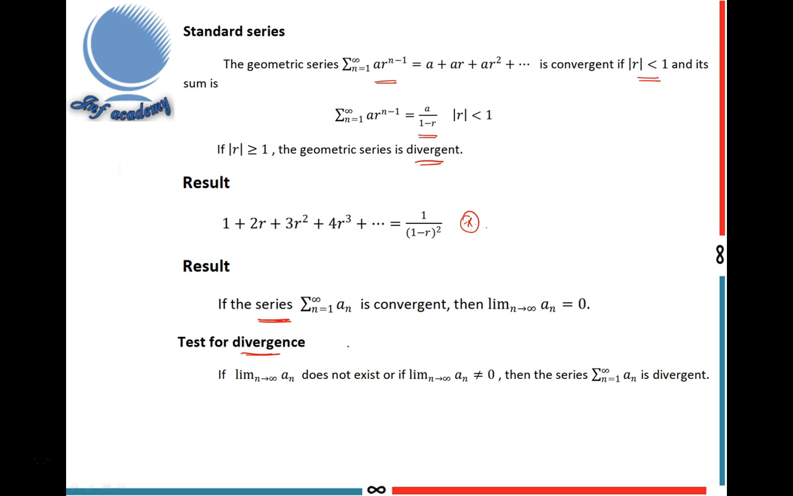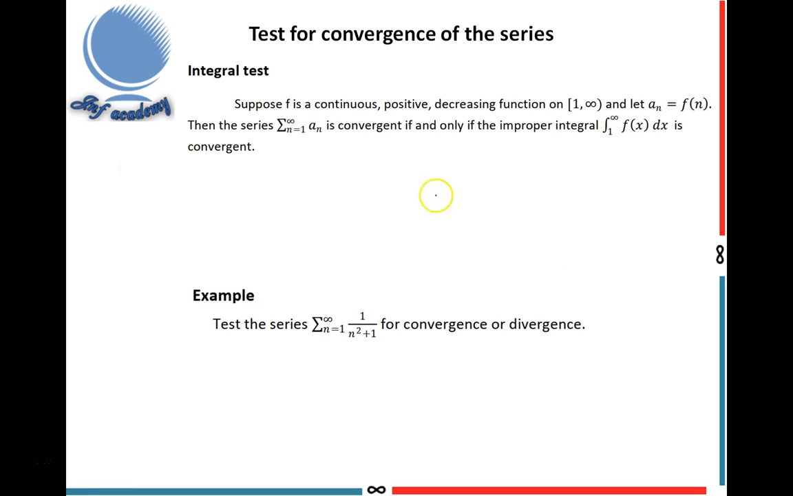Next, tests for convergence of the series. In the next section, we discuss several tests that enable us to determine whether a series is convergent or divergent. Some tests available are the integral test, comparison test, ratio test, root test, etc. In the next section we will discuss these tests; I think there are 5 tests available.